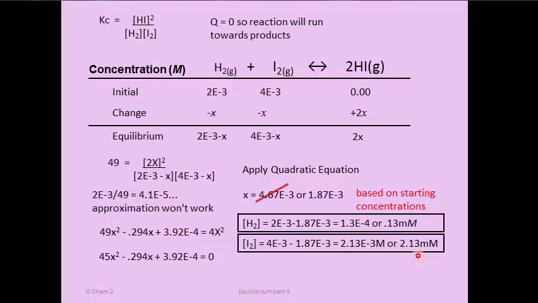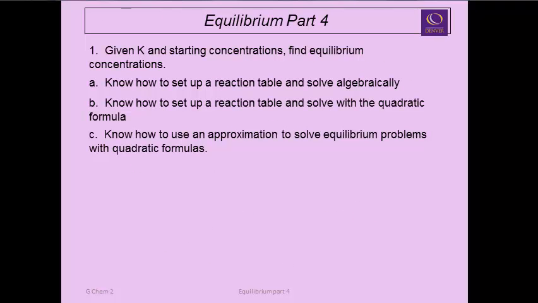I2 is 2.13 millimolar. And the hydroiodic acid is 3.74 millimolar. And once again, take your final concentrations, plug them into your equilibrium expression, and see if it does indeed equal 49. And you can double check your work. So I hope all that we've gone through today helps you understand equilibrium a little better. And in particular, working on problems where you're given concentrations at starting conditions, and you want to solve for what the concentrations will be when you reach equilibrium.